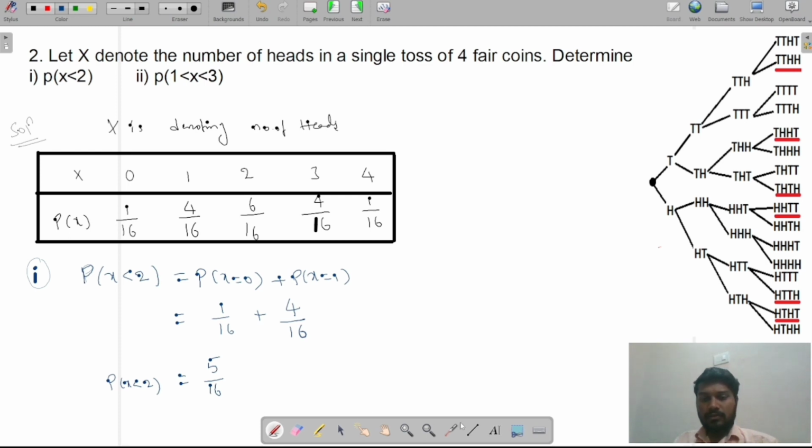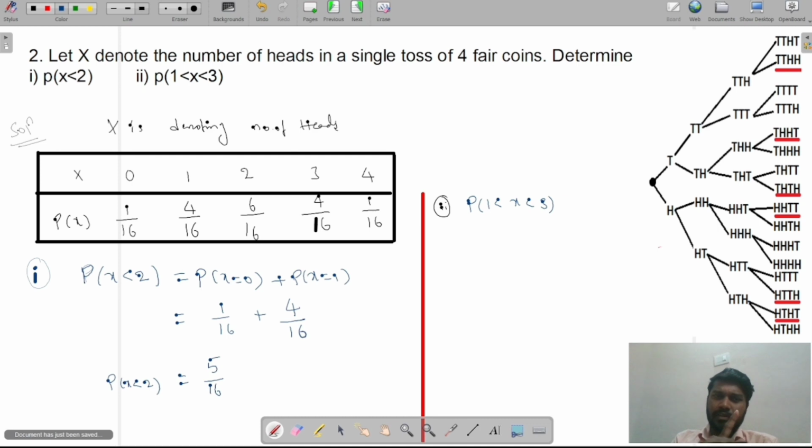Right? So now we'll go to the second question. P of 1 less than x less than 3. So what are the values of x here? X is taking values above 1 and below 3. So above 1, below 3, can I say the value of x is only 2?